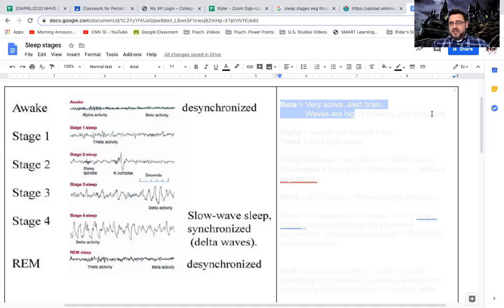Wakefulness, not a stage of sleep, certainly. But when a person's awake, we have sort of desynchronized or inconsistent brain waves happening, but they're very high frequency and low amplitude. This is showing an awake, alert brain that is actively thinking about something. Okay? So don't be confused by this. If you see brain waves ever and they're short, little compact waves like this, that represents an actively thinking brain, a brain that has a lot of neurons firing at any given time.